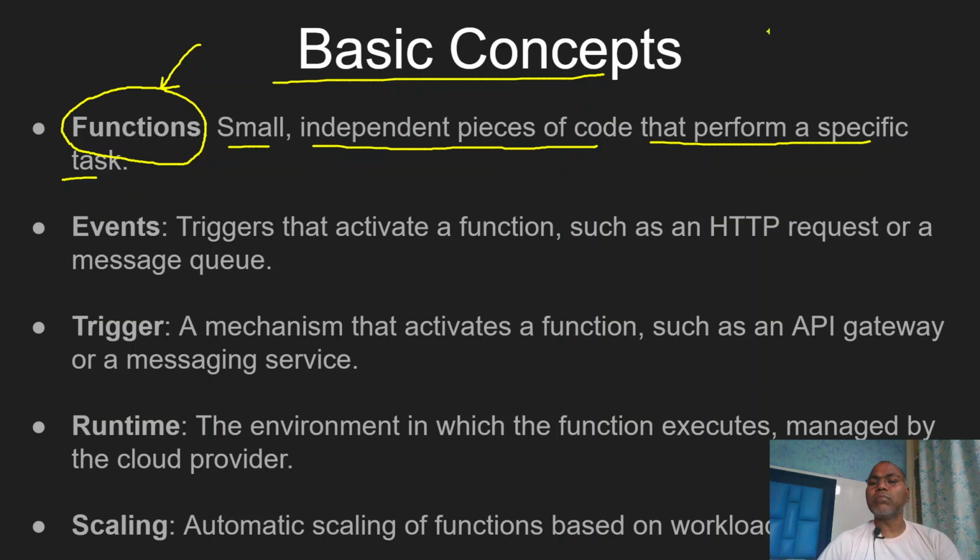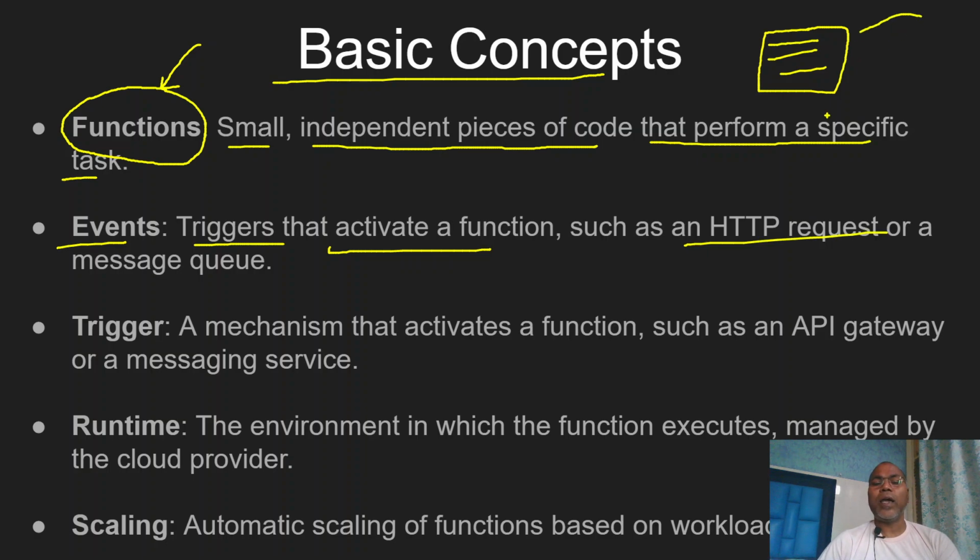So this function must meet some business requirement, a specific task, and that code can be executed by cloud providers. Once you define your particular code or function, then you have to define the event, the trigger, that activates the function, such as an HTTP request happening, then execute my code. Or any message someone writes in the queue, at that time.